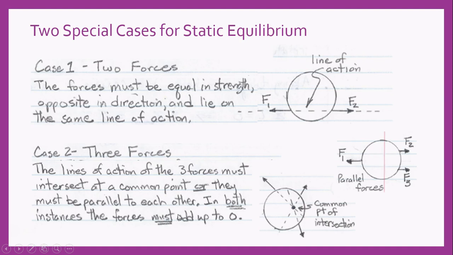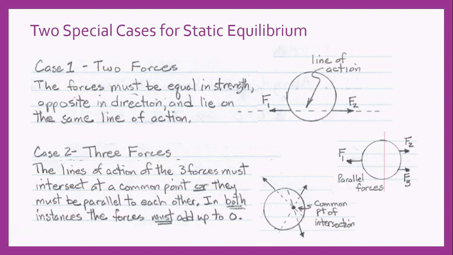And in both instances, the forces have to add up to zero. So in this example over here, since these forces are parallel to each other, these two forces have to add up to be equal to the magnitude of force 1. Down here, the forces are not parallel to each other, so we would have to take all three of these forces and break them into their vertical and horizontal components, and then the vertical components and horizontal components of all three forces would have to add up to 0. So these are just two special cases of how you can achieve static equilibrium.